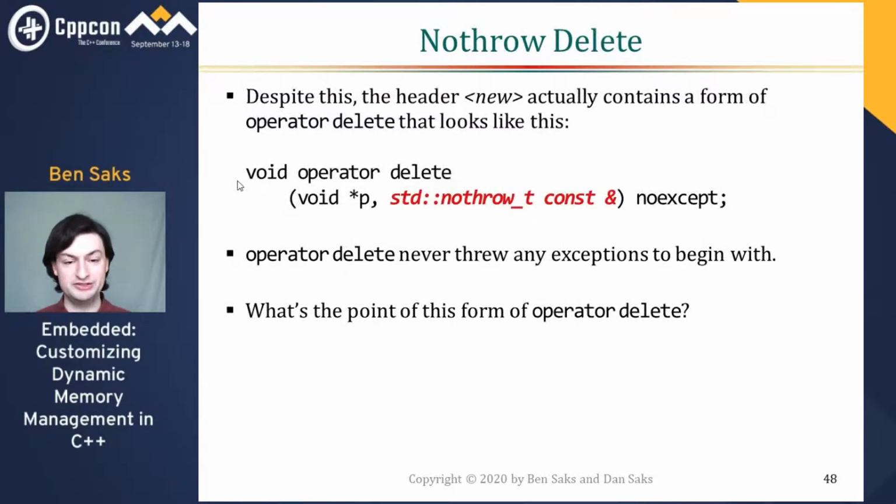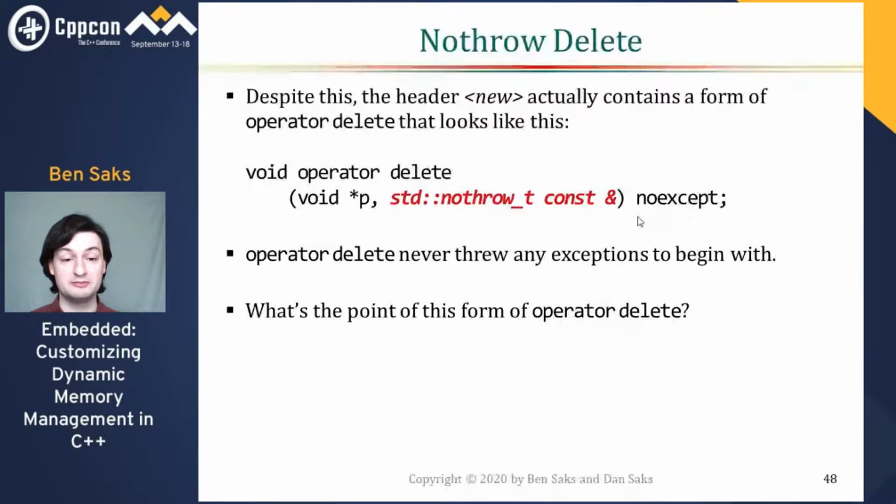That said, it turns out there is actually a version of operator delete that does take an object of type no throw t. Now, that's a little weird, because even the version of operator delete that we had before never threw exceptions. It was already declared noexcept. So why does the standard feel the need to add this one?